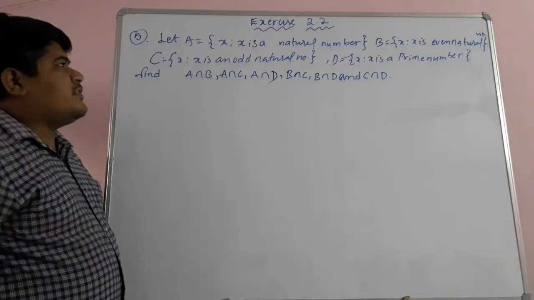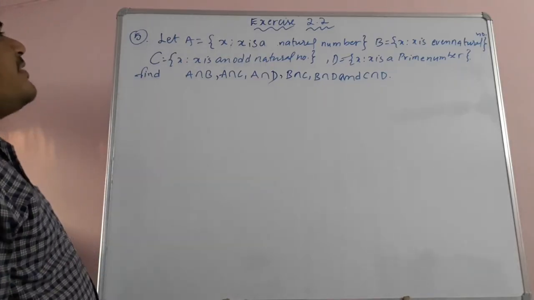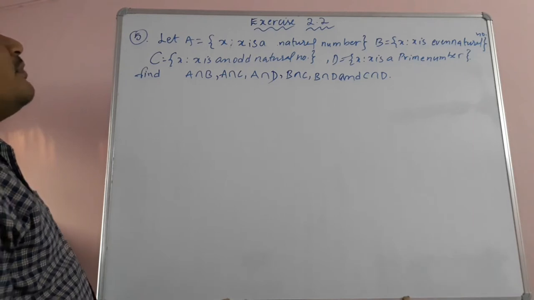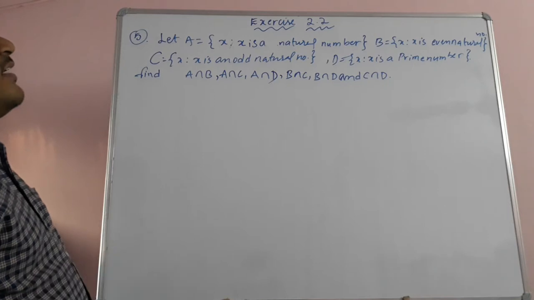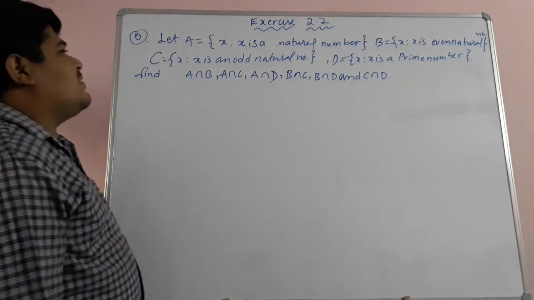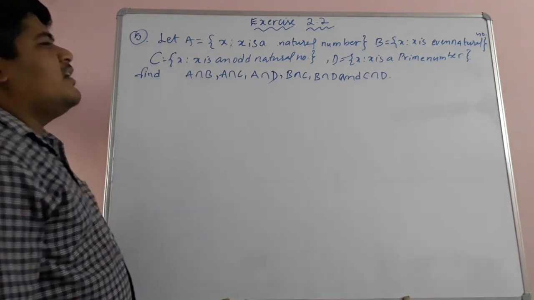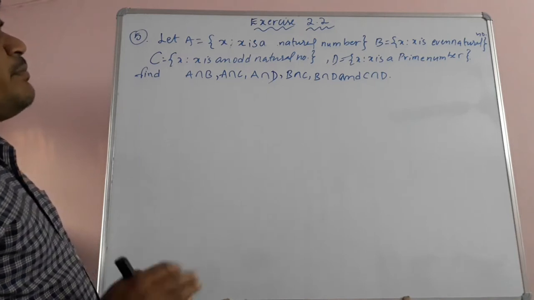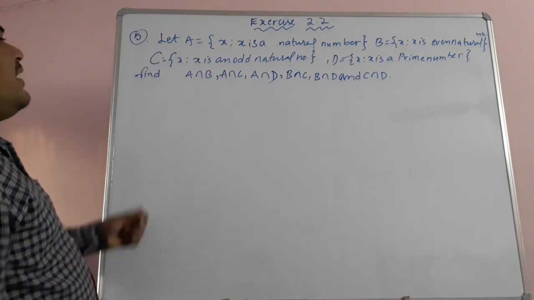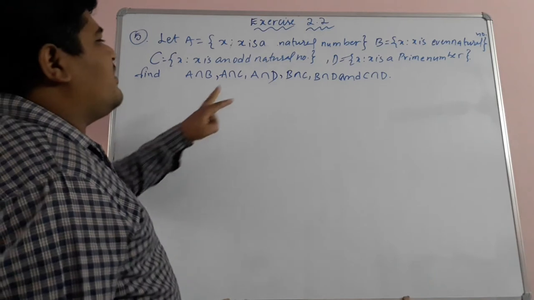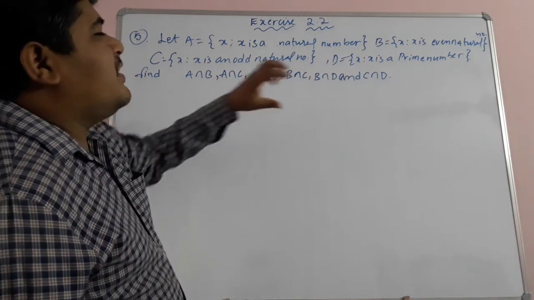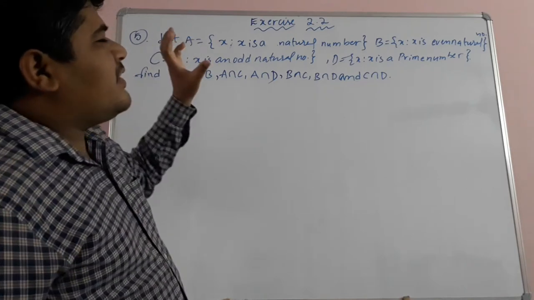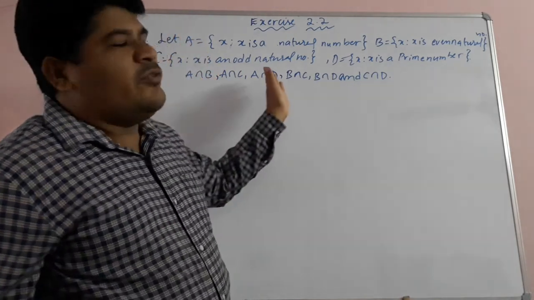Now let's see problem number 5. Let A equal x such that x is a natural number, B equal x such that x is an even natural number, C is x such that x is an odd natural number, D is x such that x is a prime number. Then find A intersection B, A intersection C, A intersection D, B intersection C, B intersection D and C intersection D. So children, we need to find the intersection of these given two sets.